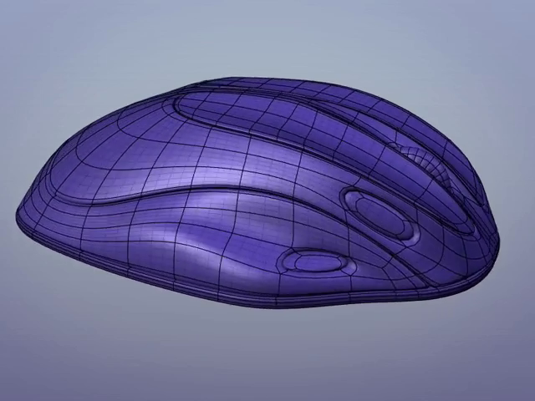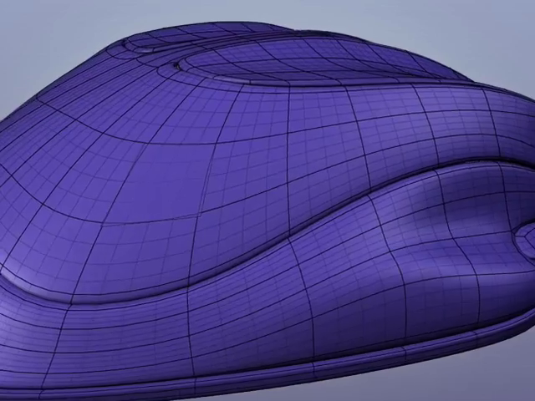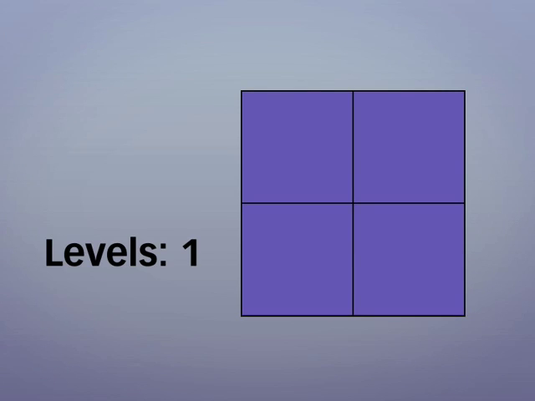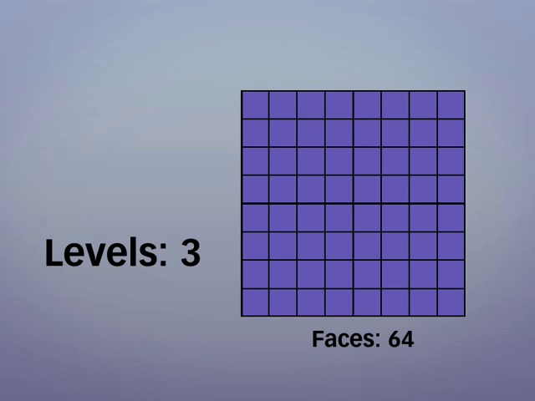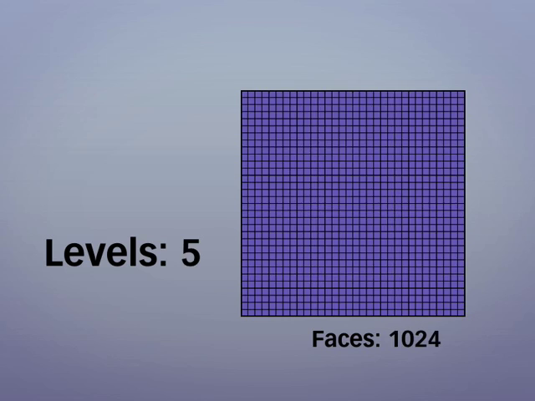Subdivision increases the face count of our model when rendered. Every level of subdivision increases the number of faces by a factor of 4. At a subdivision level of 1, one face on our control cage will become 4 faces in the subdivided model. At a level of 2, it becomes 16 faces, 3 becomes 64, and so on.